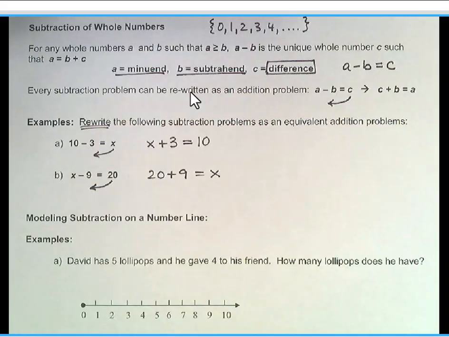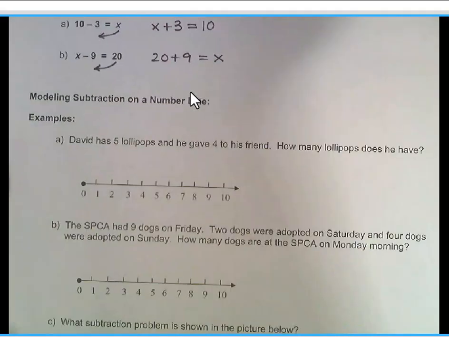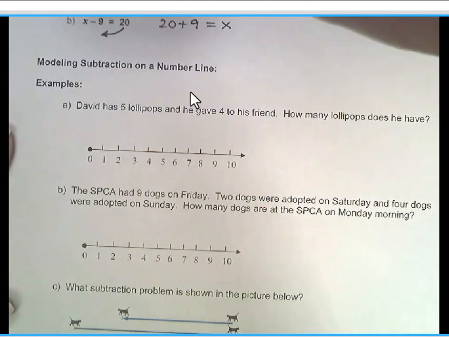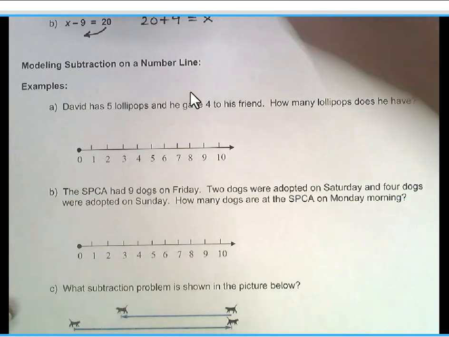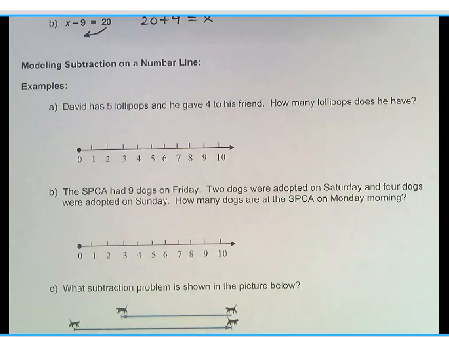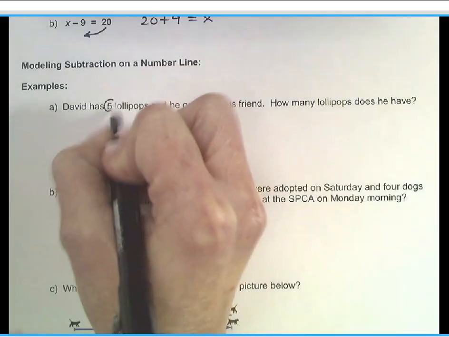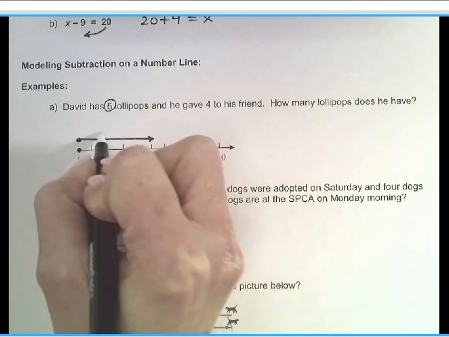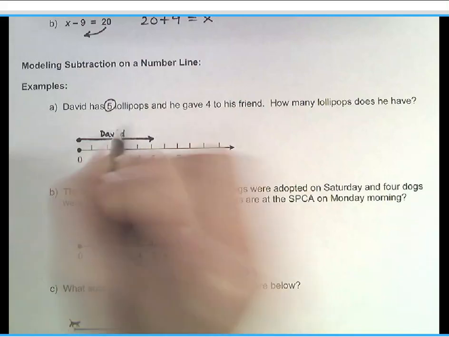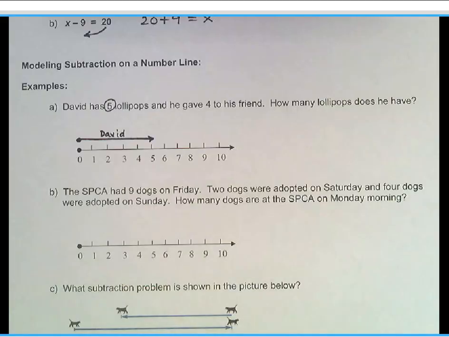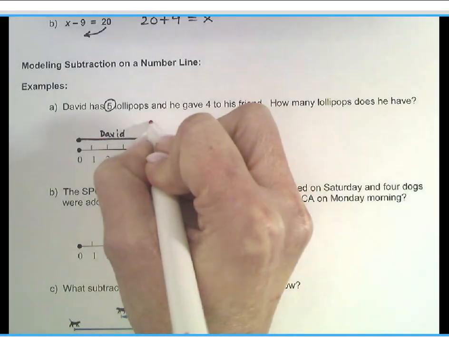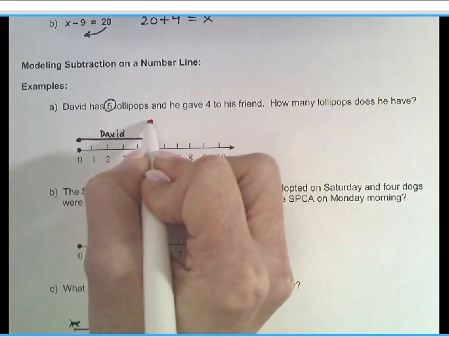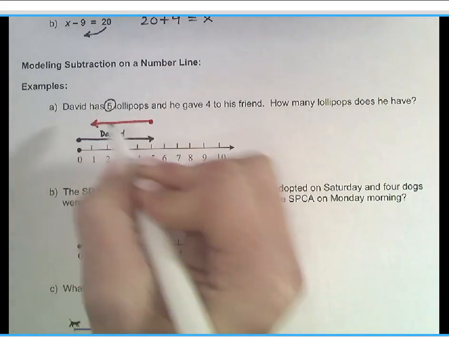So we'll run through a few examples here. First one says, David has 5 lollipops and he gave 4 to his friend. How many lollipops does he have? So we're saying, like, how many does he have left? So you want to start by explaining where the 5 comes from. So David has 5 lollipops. So let me go ahead and put him up here at 5. This is what David has. And then he gave 4 to his friend. So we start here with the 5, and now we're going to move left because he gave away 4 to his friend.